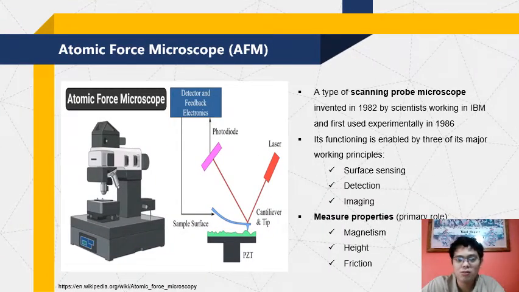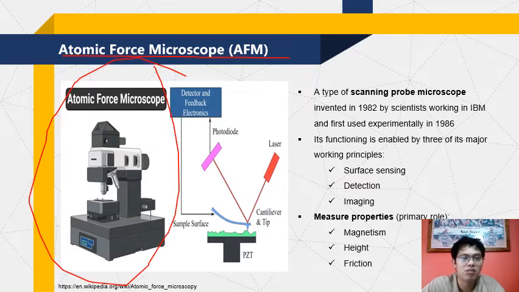So as mentioned, one of the important tools that began the age of nanotechnology is the atomic force microscope. This one in this picture is an example of an atomic force microscope. And through a detector and feedback electronics. Now, as you can see, here is the sample surface, and we have the cantilever and tip. Once a laser hits your sample surface or cantilever, it reflects light that goes directly to the photodiode, and this is where detection and feedback happens.